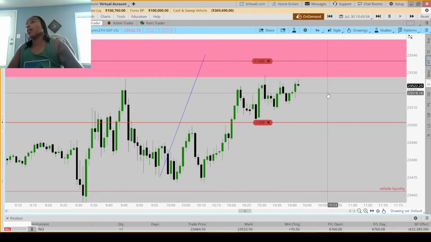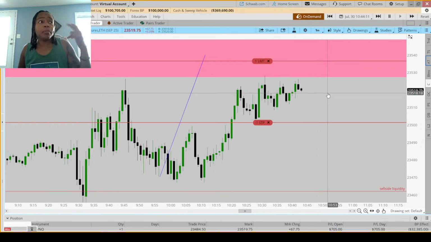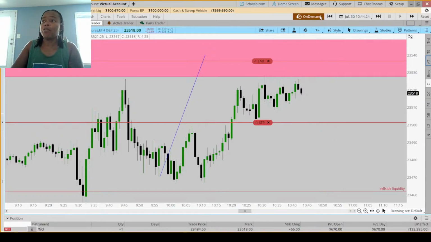1043. So we're backtesting, for folks. It looks like there's like four people looking right now. Just as an FYI, we are backtesting on Thinkorswim using their on-demand feature, which allows you to backtest previous price action on a virtual fake account with the candles printing the way they would have printed on the day. So this is July 30th at 10:44 a.m.